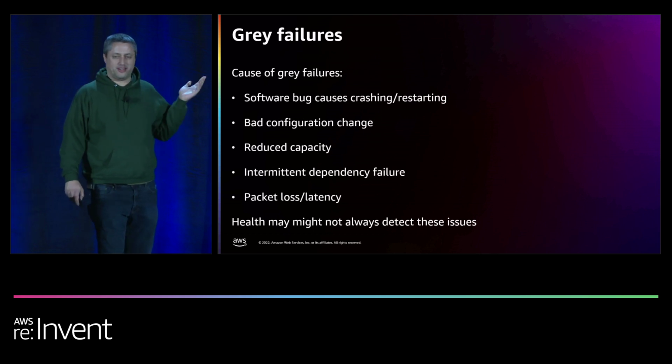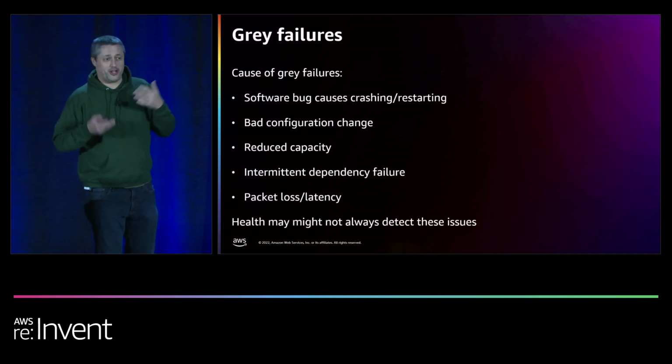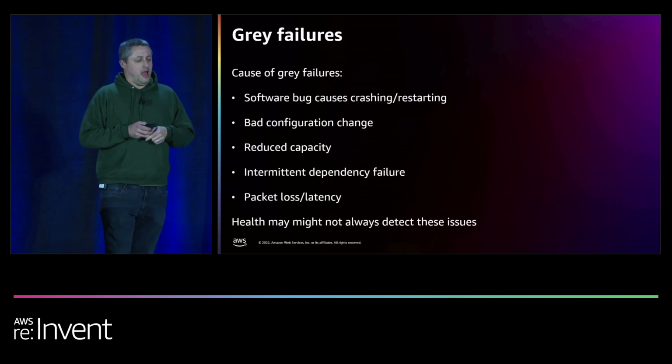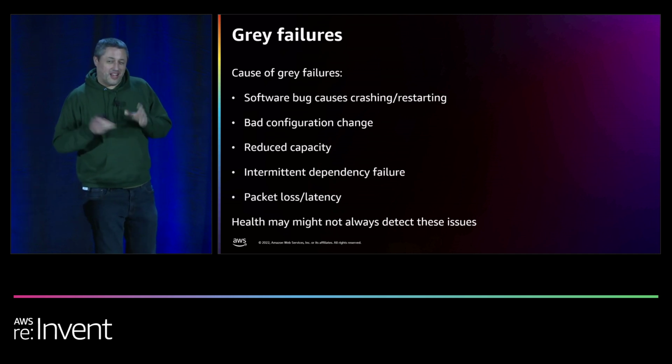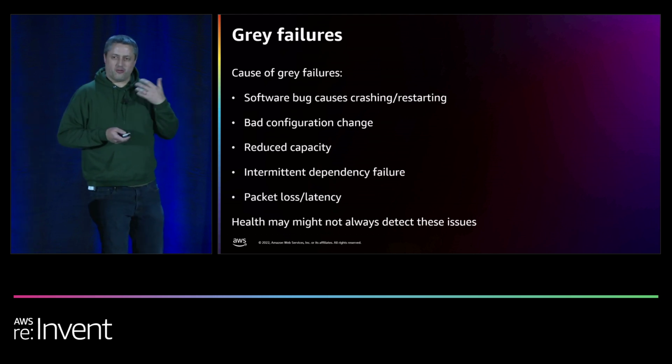So there's a variety of causes of these. A software deployment is a classic. The new version of the software is crashing and restarting regularly, impairing customers, but it's answering enough of the health checks to stay in service, so it stays in. Maybe you make a bad config change, same kind of thing can happen. You can have reduced capacity in one availability zone, where the remaining capacity is just about able to keep up enough to answer the health checks, but it's not really doing a good job with customer traffic. Again, these are all gray failures.